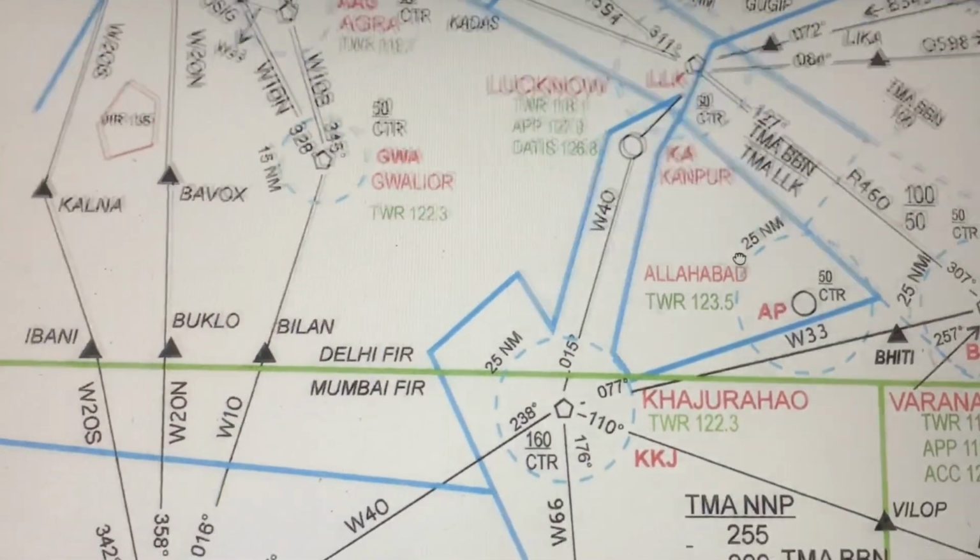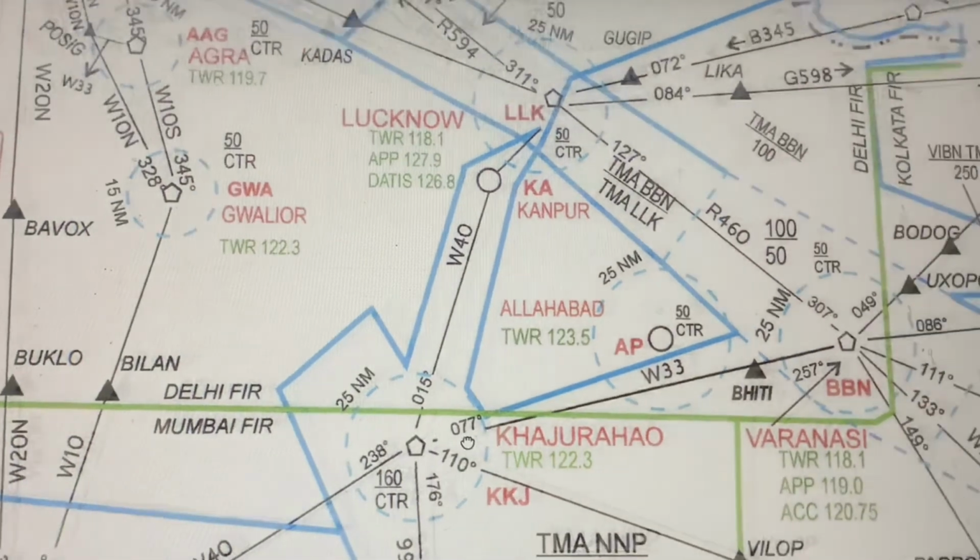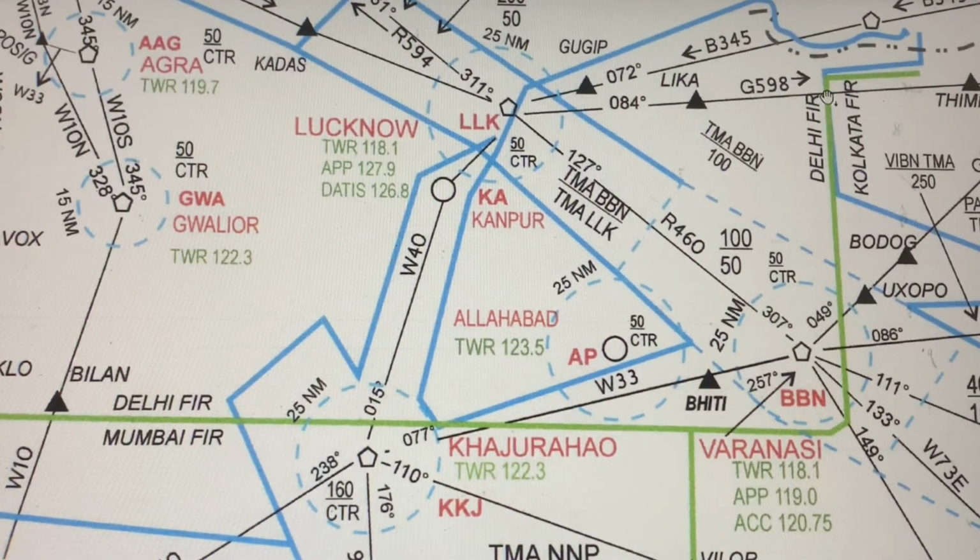What else have we discussed, friends? We have discussed that there is a green solid line. This green solid line represents the FIR, like Delhi FIR and Mumbai FIR are segregated by this green solid line. Likewise, for Delhi and Kolkata, this green solid line is the FIR boundary. So this is the whole Delhi area and this is the Kolkata zone, or Kolkata FIR zone.